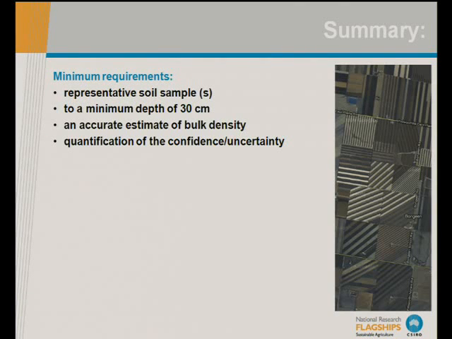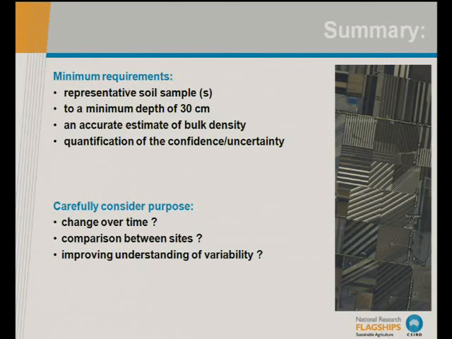So in summary, quickly, the minimum requirements are to provide a representative soil sample to a minimum of 30 centimetre depth and will require an accurate bulk density. In order to look at confidence or uncertainty, we'll also need a number of different replicate samples in order to calculate that. It's important to carefully consider the purpose. So is the purpose of the soil sampling to look at change over time? Is it to compare two different sites? Or is it to improve particular understanding of variability?